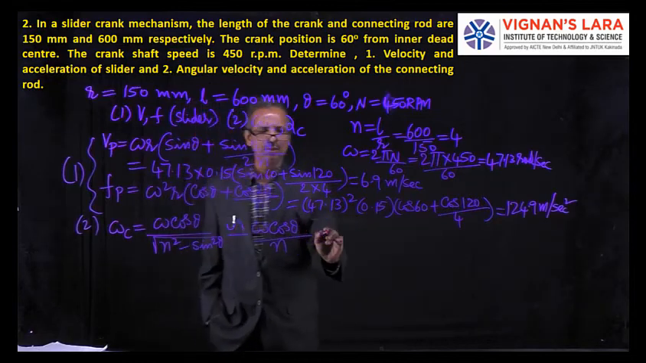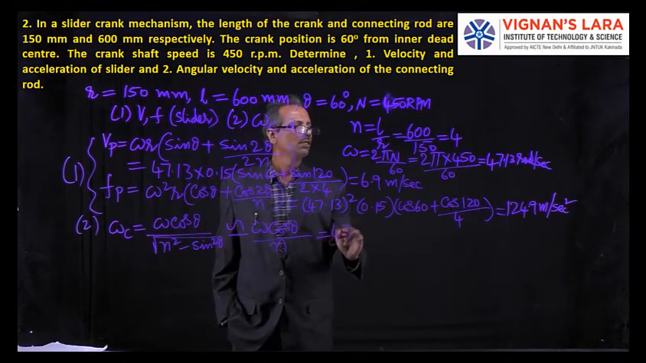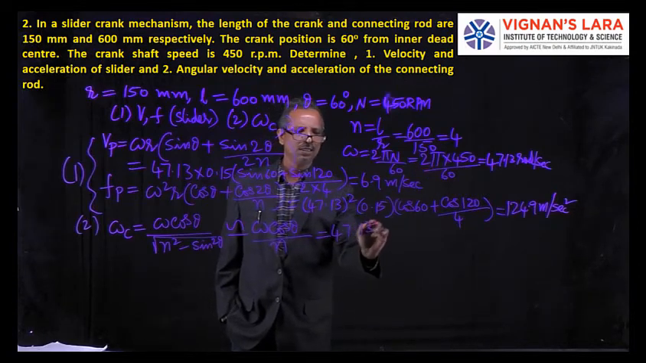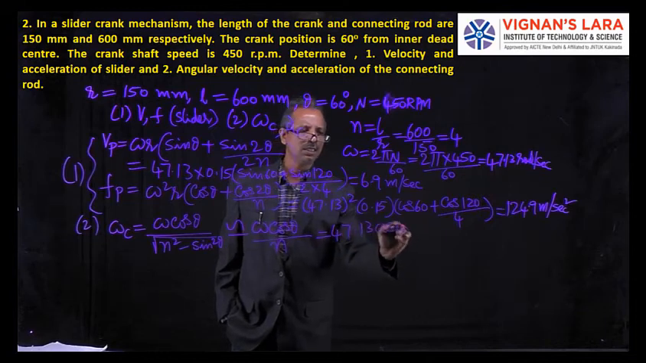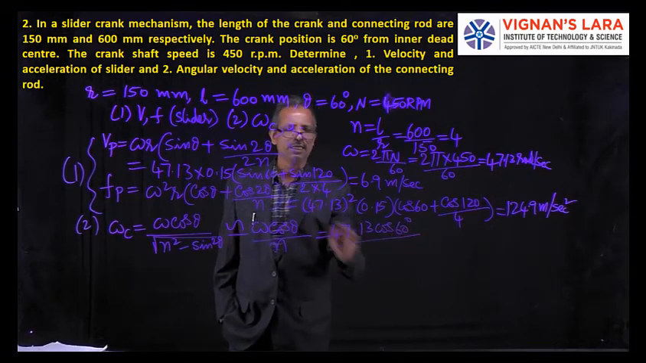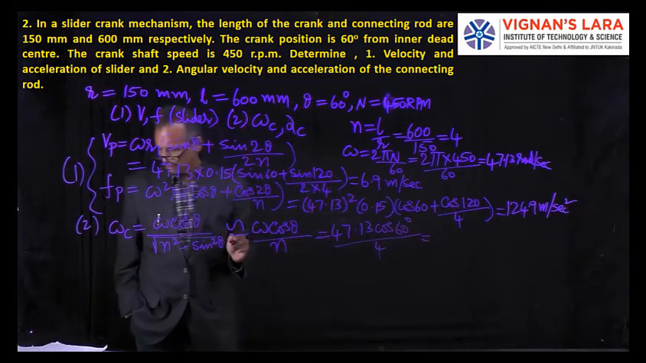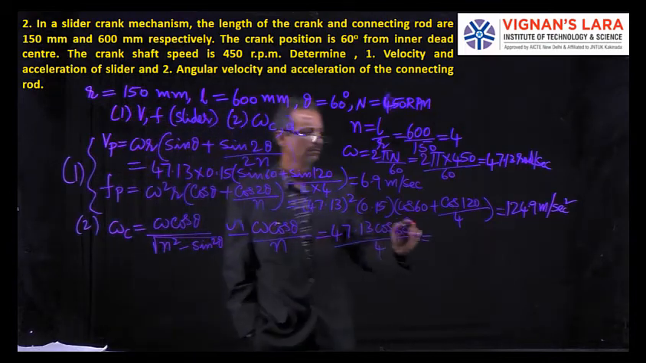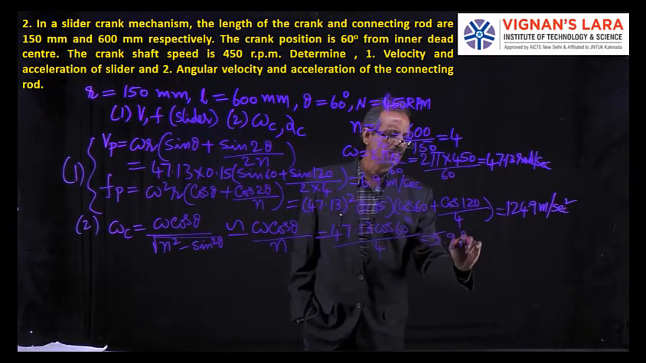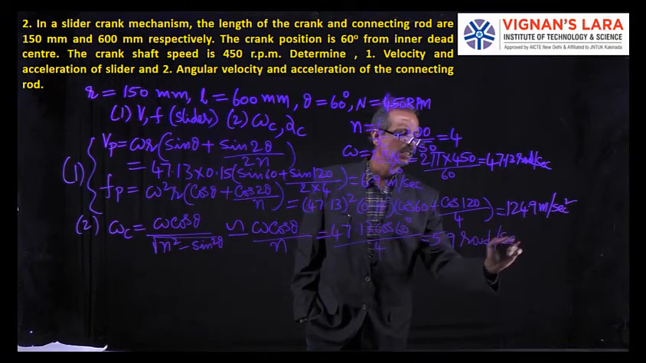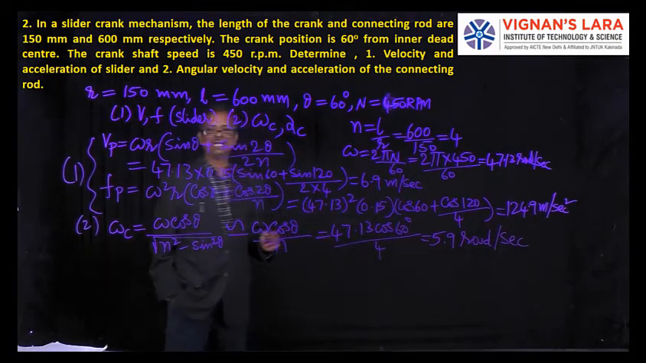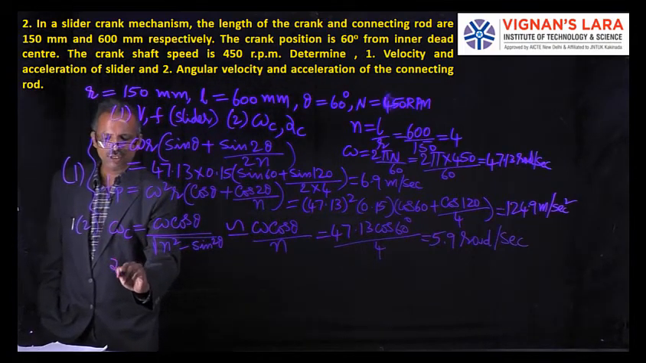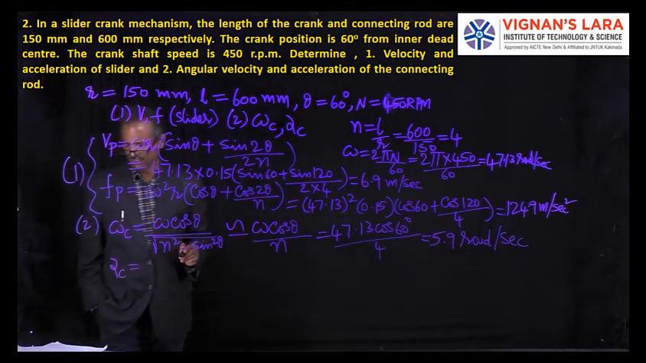So let us substitute omega, 47.13, cos theta 60, by n is 4. So you get 5.9 radians per second, because this is the angular velocity of the connecting rod. Then the angular acceleration of the connecting rod, that is alpha c.